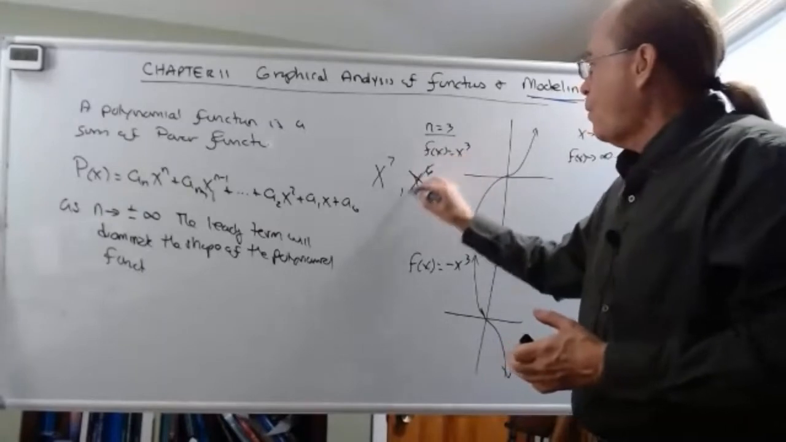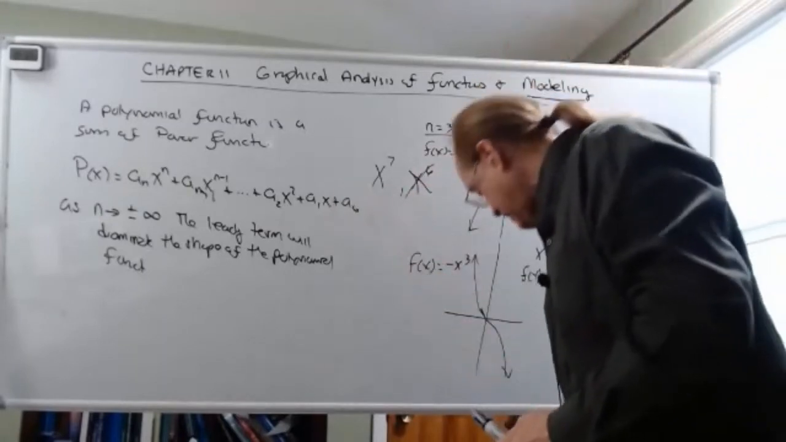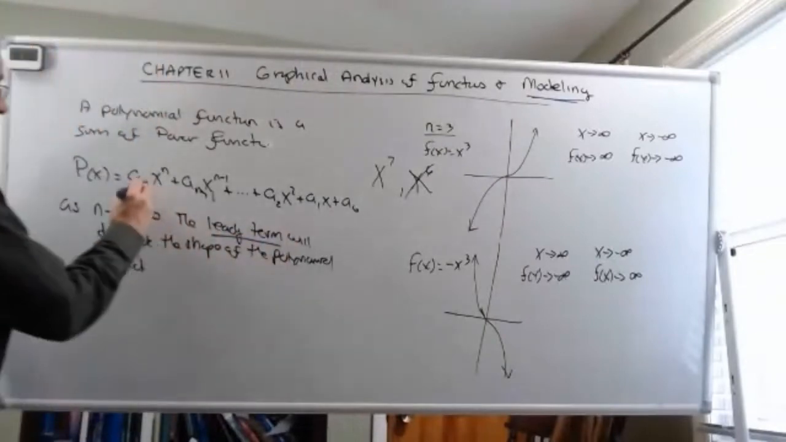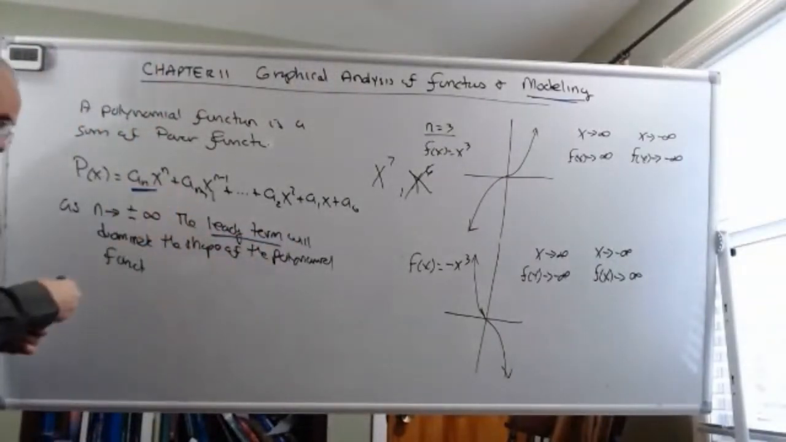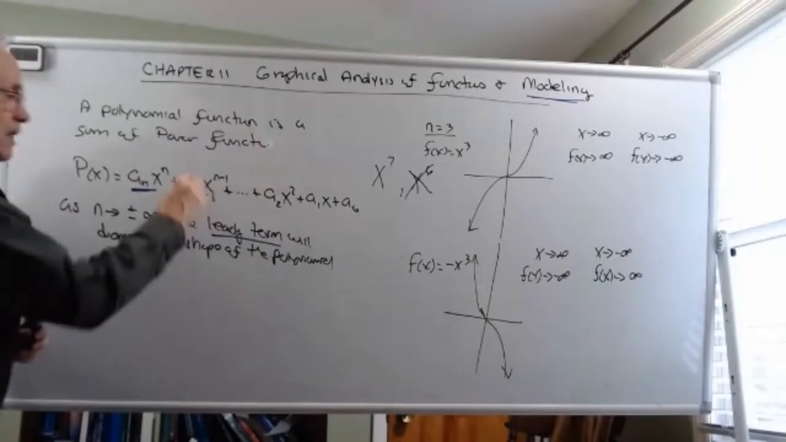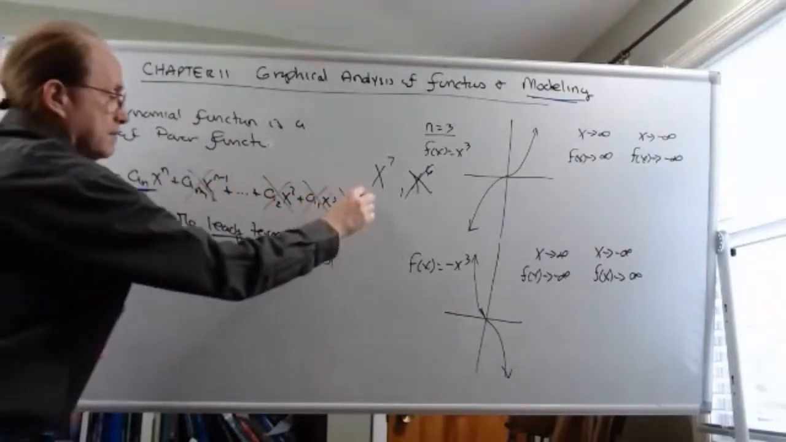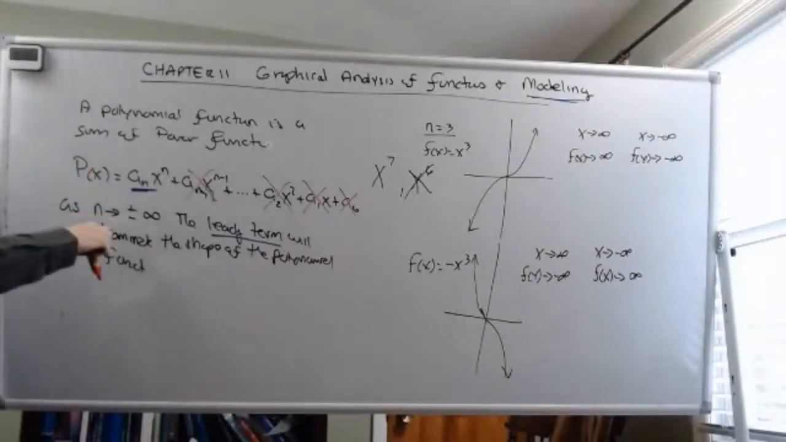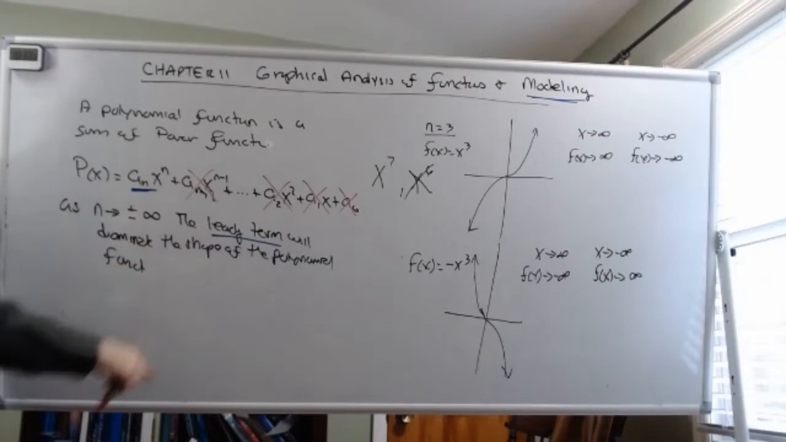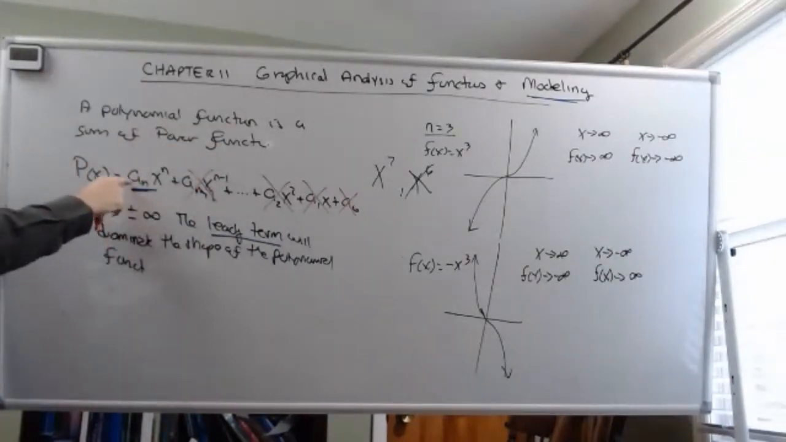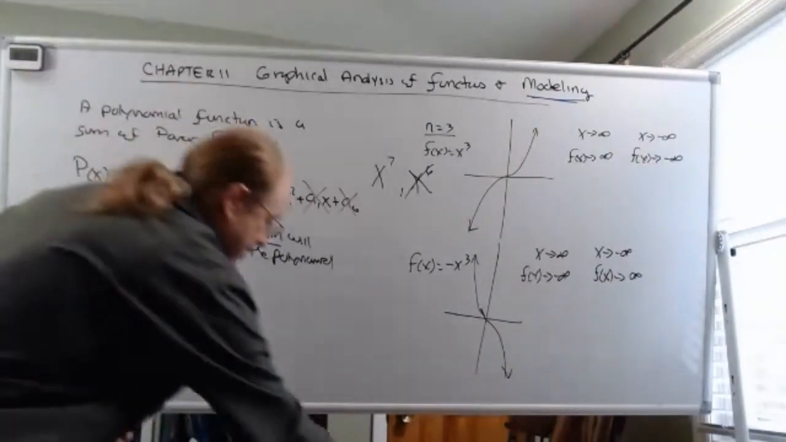So we can ignore all of the lower exponents. So we only focus on the leading term. Here's my leading term, and I can ignore all the other ones. So the end behavior of any polynomial follows the end behavior of the power function of the leading term, depending upon that sign. If it's positive or negative, it does different things. So that's what we want to address.